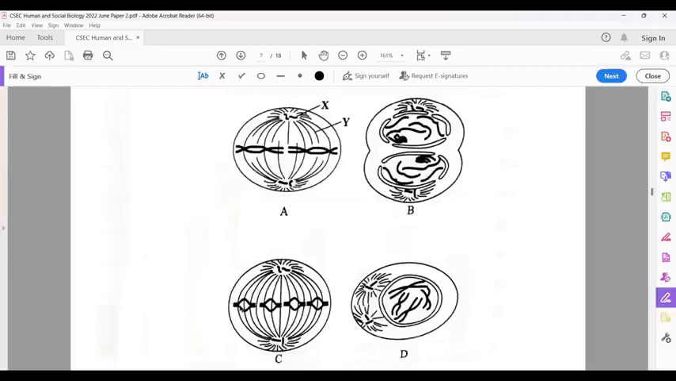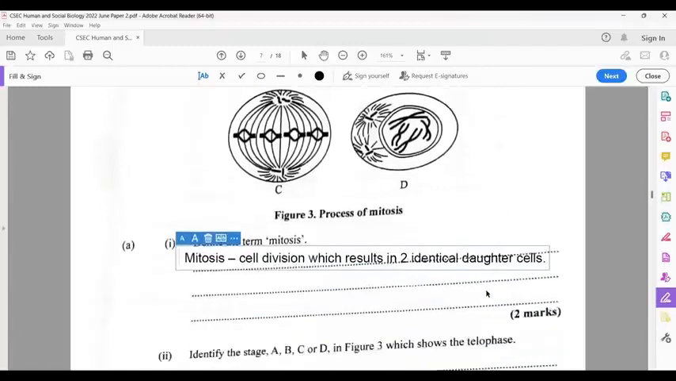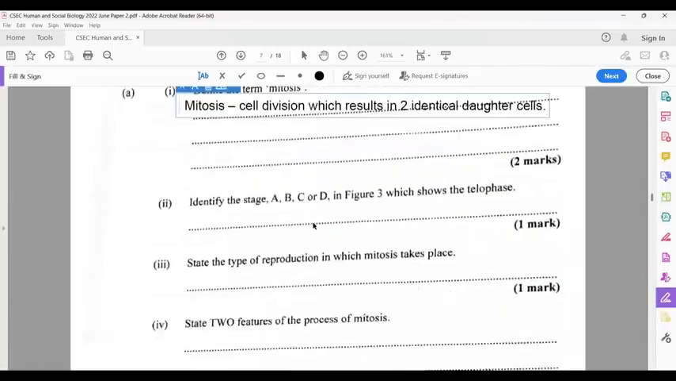In C, they have started to separate. That's why we can identify C as being anaphase. In D, prophase, nothing has started as yet except for the poles. The poles are forming and will line up on opposite sides of the cell. They're now starting to line up. So the answer is B. B is the answer.